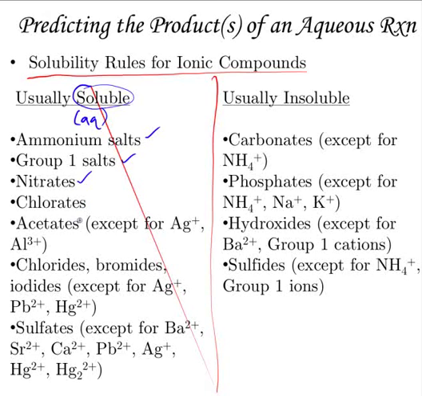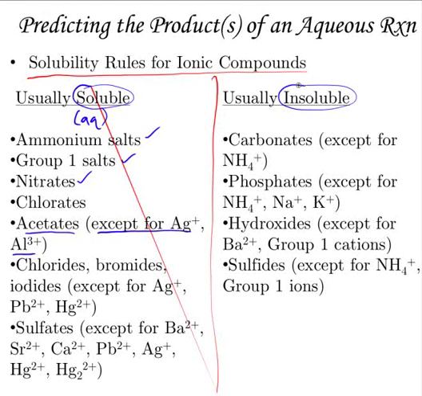For example, acetates are usually soluble. So for example, sodium acetate will be aqueous in water. However, there are exceptions such as silver 1 plus and aluminum 3 plus. So while sodium acetate is going to be aqueous, silver acetate and aluminum acetate are exceptions, and they're going to be solid. That is, they're going to be insoluble. So you always have to pay attention to the exceptions.